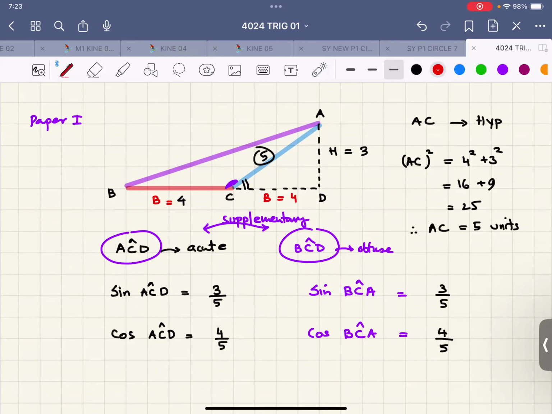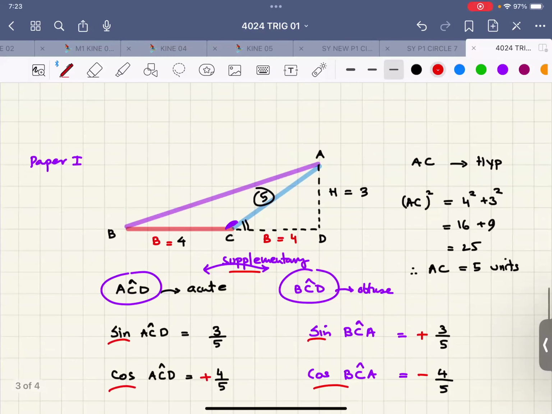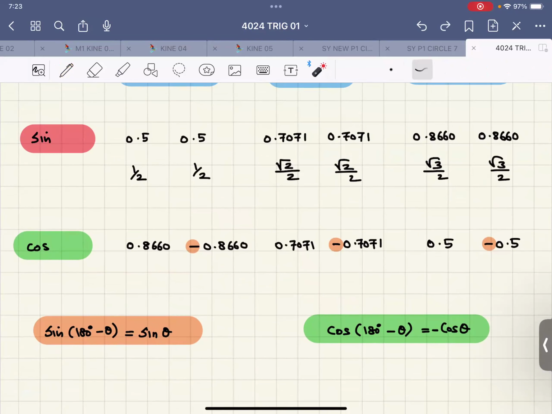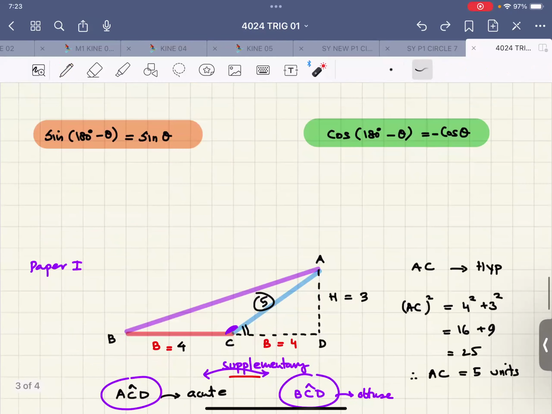Since we are dealing with sine, sine of acute and sine of obtuse is the same because they are supplementary. So this is also positive. But cosine of acute and cosine of obtuse, one is positive, one is negative. For acute, it's positive. For obtuse, it is negative. So that is how this basic question is done. And the underlying principle is this thing over here. So that is what I have taught you so far in right angle trigonometry.